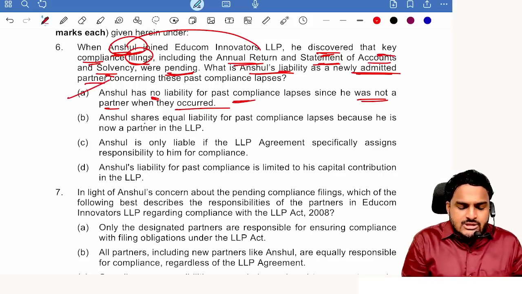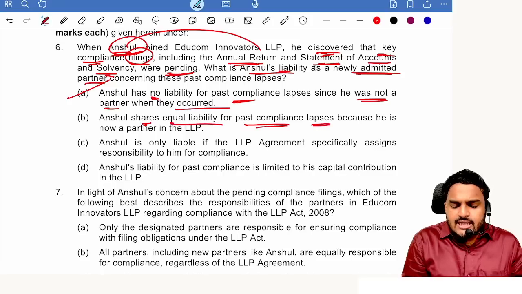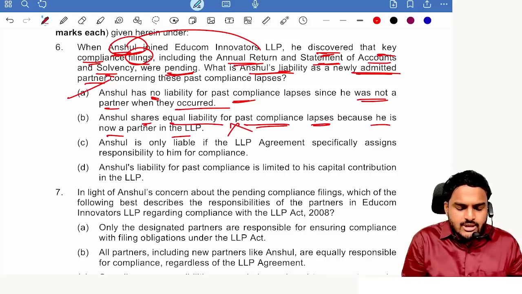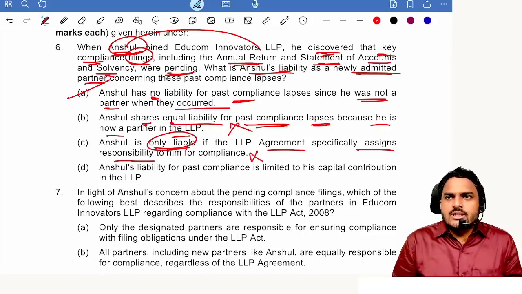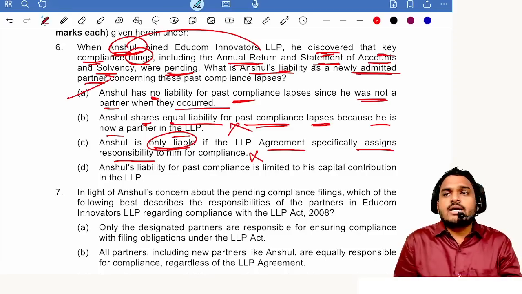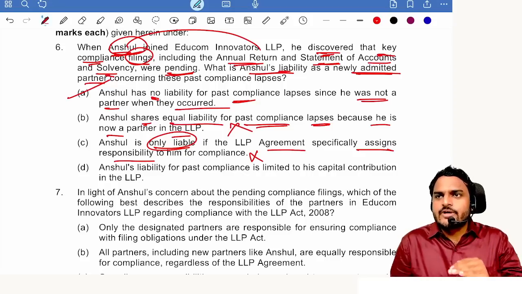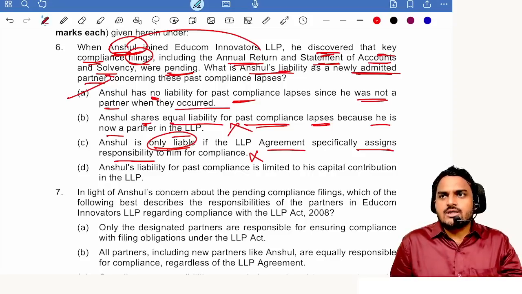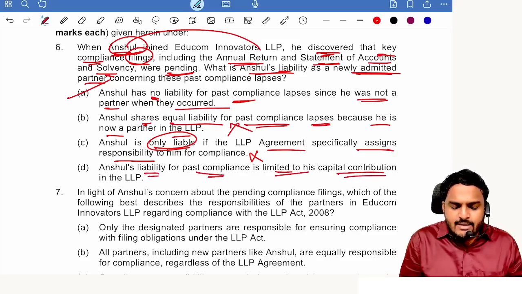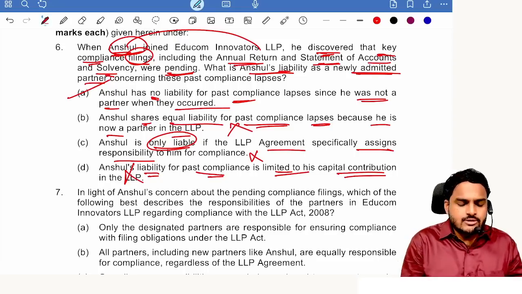Let's see others. Anshul shares equal liability for past compliance lapses because he is now a partner in LLP. Incorrect. Equal liability, no. He is only liable if the LLP agreement specifically assigns responsibility to him for compliance. Ratification here is not possible, because ratification should not damage third party interest. Essential elements of ratification, if you remember, because of ratification, third party interest should not be at risk. Anshul's liability for past compliance is limited to his capital contribution. This is also a wrong option. So A is the correct option.